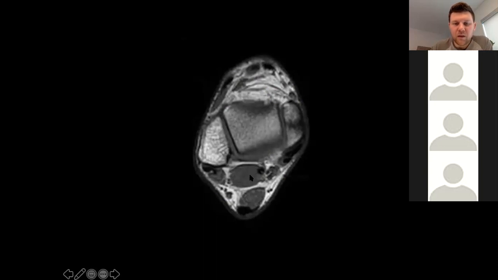Flexor hallucis longus. Good. Here's the remnant of your soleus, and the Achilles tendon is starting to take shape here. Here's your neurovascular bundle, like we pointed out earlier. And which tendon is this flatter one here? Posterior tibial. Good. And what's this one? Flexor digitorum longus. Okay.